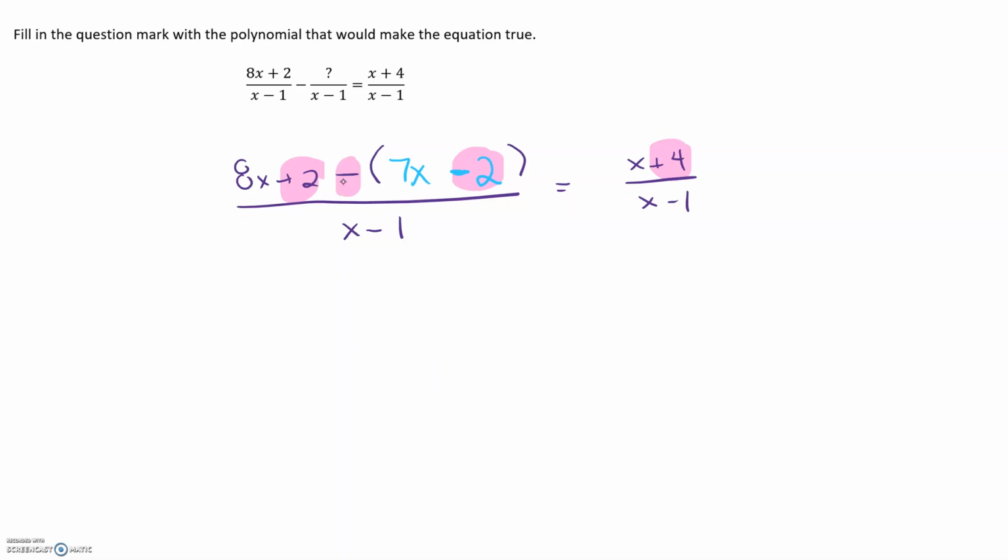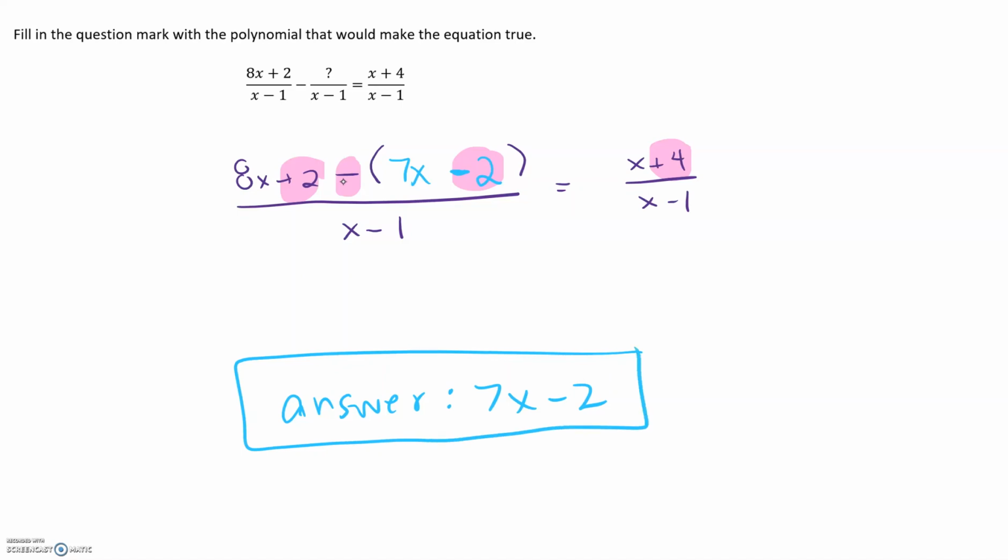Okay, so it looks like we have our answer. It looks like our answer is 7x minus 2. But let's just double check. Okay, if I look at my answer, if I do 8x minus 7x, do I get x? I do. If I do 2 minus negative 2, do I get 4? I do, so I'm definitely right.